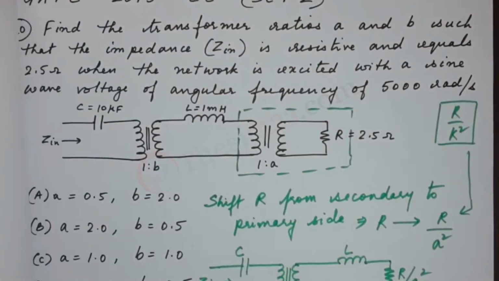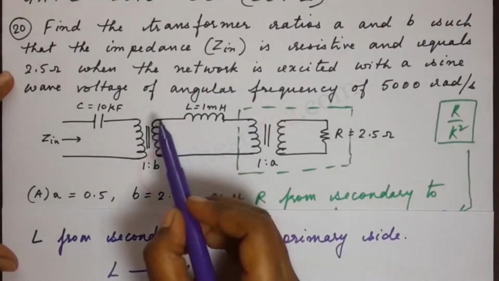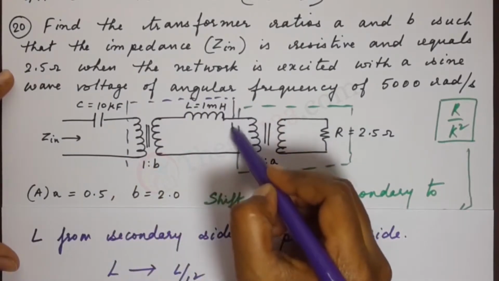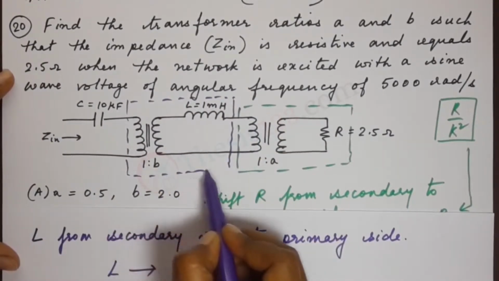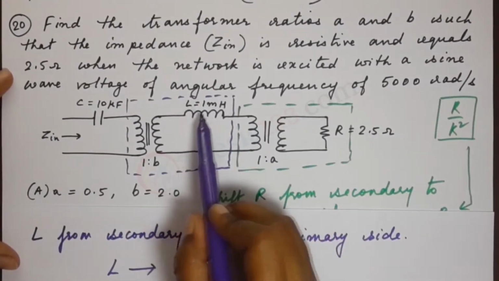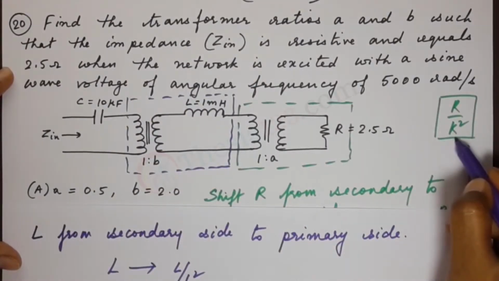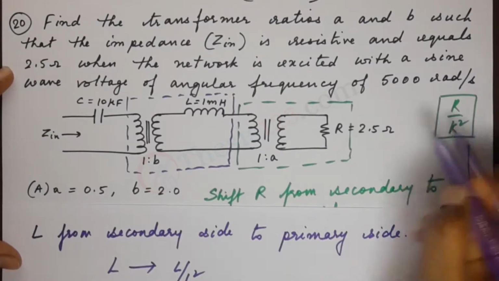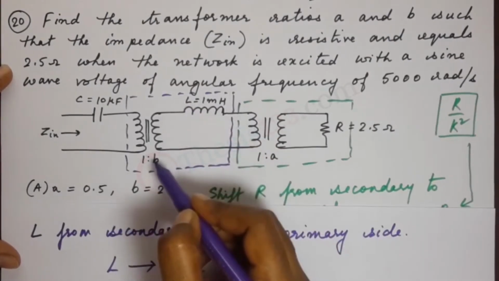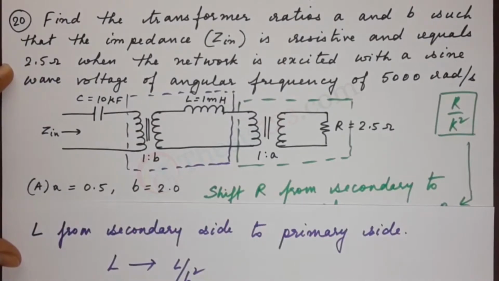Why? If you notice, just as we did in the previous part here, take a look at this portion. If you take a look at this portion here, you will see that L, which is on the secondary side, if it has to be shifted to the primary, we use the same ratio here, which is L by K square. So K square in this case would be B square. So L by B square when it is shifted from the secondary to the primary. Okay?